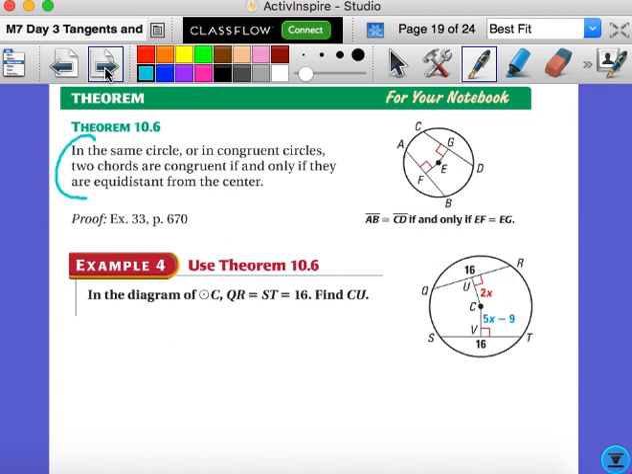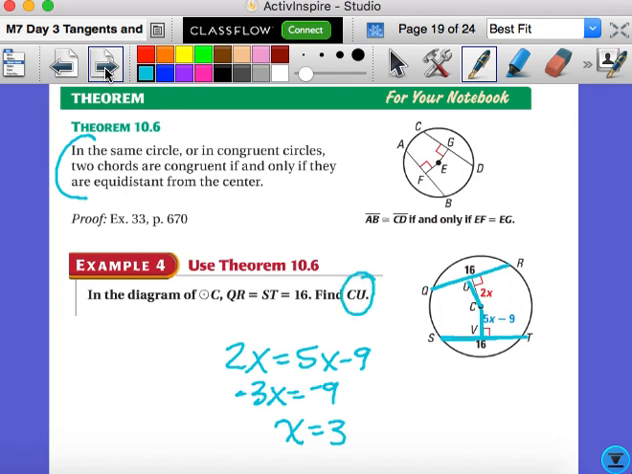One more theorem. In the same circle or congruent circles, two chords are congruent if and only if they are equidistant from the center. Meaning, if I've got this chord as 16 and this chord as 16, they have to be the same distance from the center, which means 2x would have to equal 5x minus 9, so negative 3x equals negative 9, which means x is 3. Where you have to be careful, they do not ask for x, they ask for CU. So I'm going to come back here, 2 times 3 tells me that CU is 6.